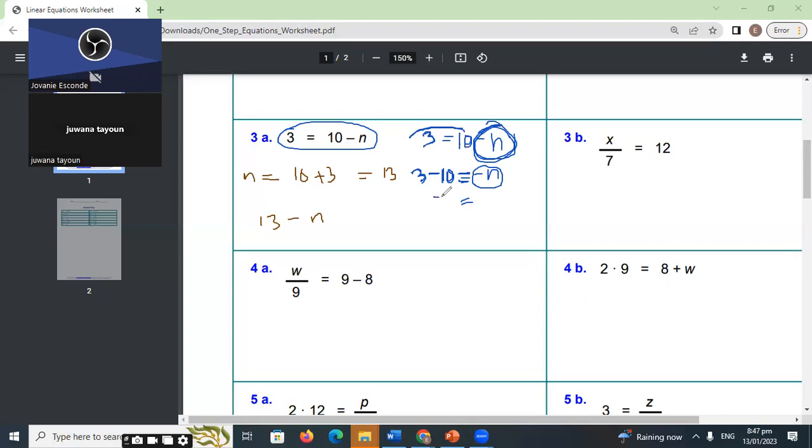Negative 7. Yes, negative 7 is equal to negative n. And now, my question to you, is it your final answer? No. Now, why? Because we can simplify the like terms. What are the like terms there?